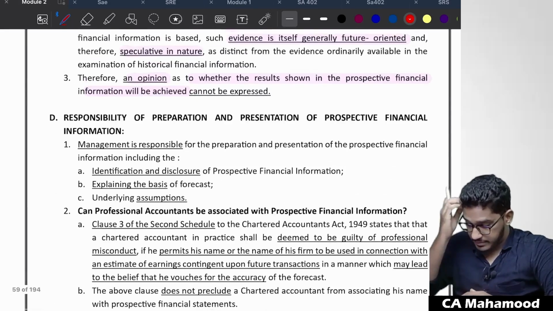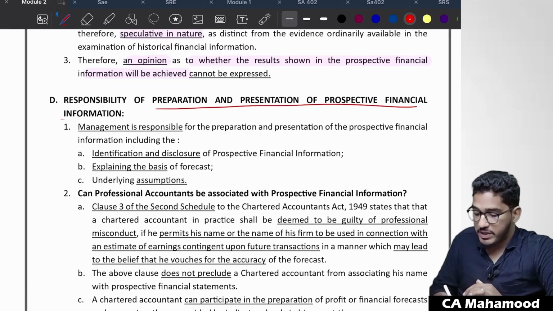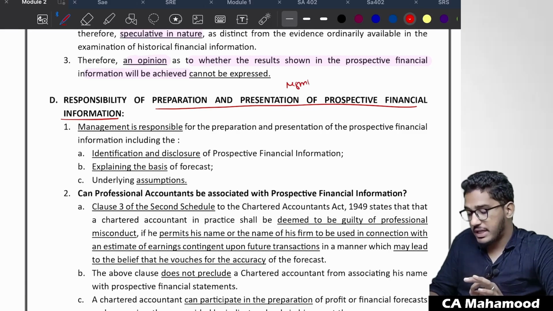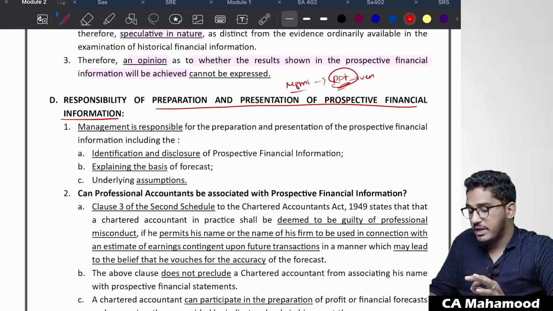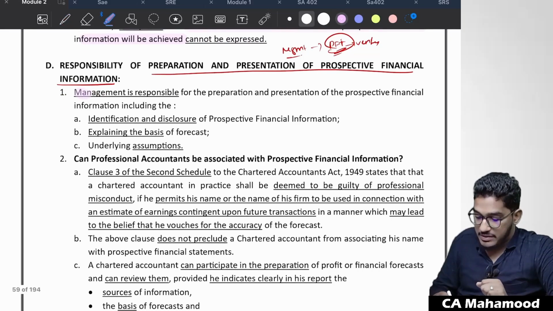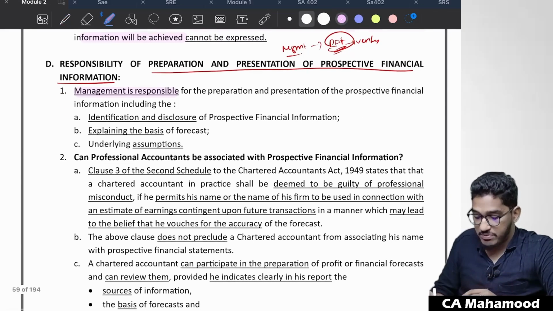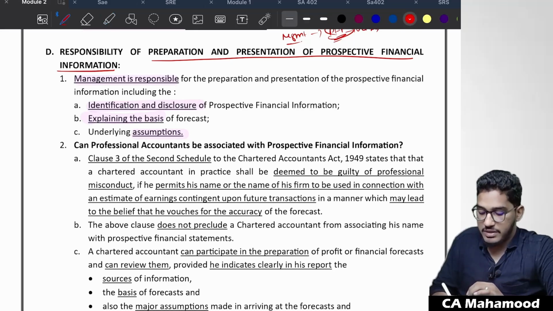Next. Who is responsible for preparation and presentation of prospective financial information? So in this engagement, the management of the organization will prepare the prospective financial information. And as a practicing chartered accountant, as a practitioner, what we are going to do is verify, right? So that is what they say here. Management is responsible for the preparation and presentation of prospective financial information, including identification and disclosure of the prospective financial information, explaining the basis of the forecast, and the underlying assumptions. Everything rests with the management only.